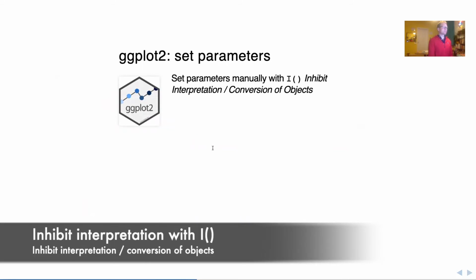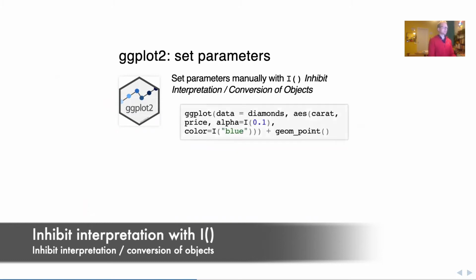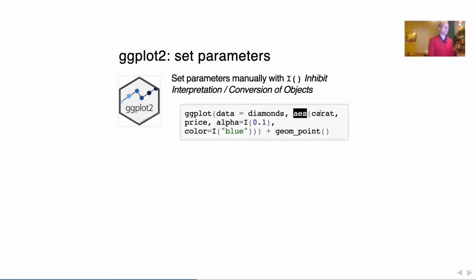So there's the I function, which is interpretation, so inhibit interpretation. Normally, within aesthetics we assign things. X, for example, is carat, a variable within the data set. Y is price, also a variable. And alpha, that would be the opacity of the things shown on the graph, would also generally refer to a variable, but here we can say I, that is to inhibit interpretation, and just use 0.1. So everything gets a 0.1 alpha.